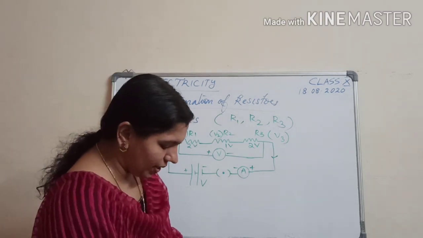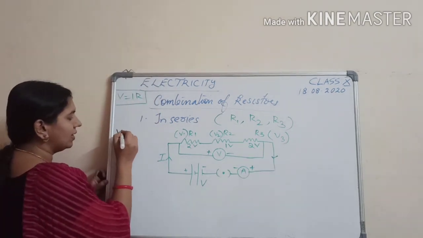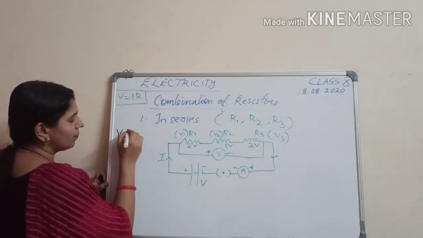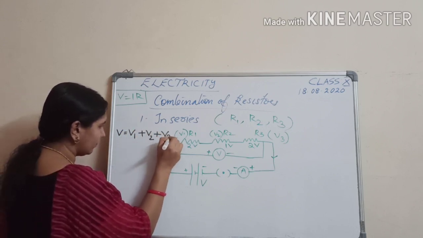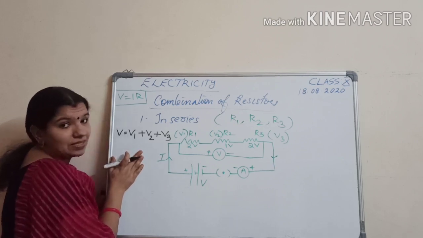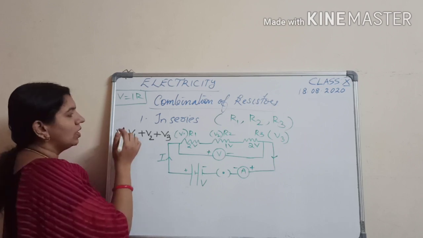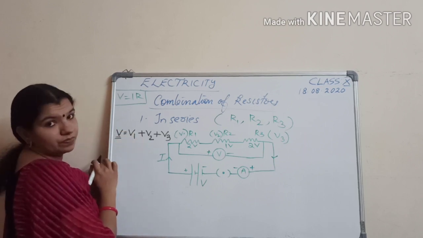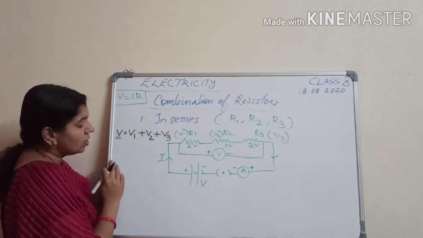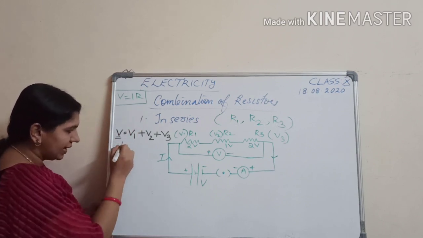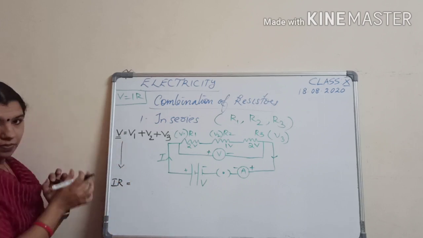You can write this equation as, listen, I am going to add: V equals V1 plus V2 plus V3. Why do I write this? Because the voltages are different for series resistances. Clear? Now listen, what is V? V is I into R according to Ohm's law. So I will write here IR, this is the general expression for V, isn't it?